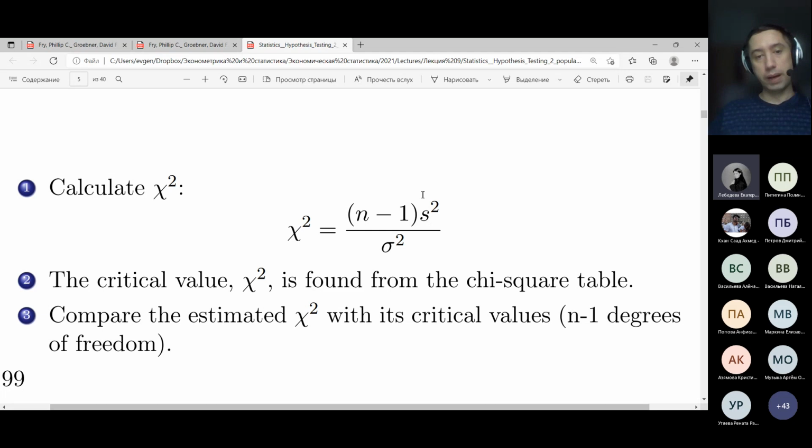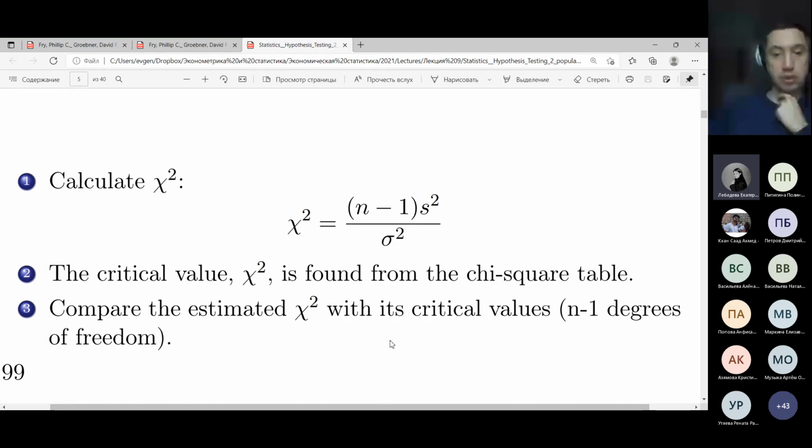Once you calculate the chi-squared statistic, you should compare it with the critical value if you have a statistical table, or you should rely on the p-value if you work with Stata. How to work with the statistical table? First of all, you should define alpha. You know alpha could be 0.05, 0.01, or 0.1. And next you have to find degrees of freedom. In this task, we use n minus 1 degrees of freedom.